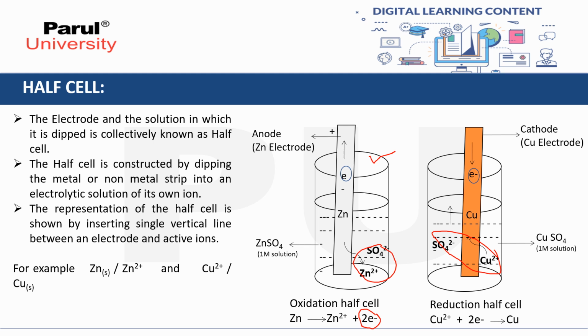So the equation is represented as follows. If the element goes through oxidation, meaning the electron is lost, then the solid is written first, then an oblique line, then the ion formed is written, because the electron is lost. And in case of reduction half cell, the ion is written first, and by accepting the electron, the solid is formed. So the ion portion is written first, oblique, then solid copper.